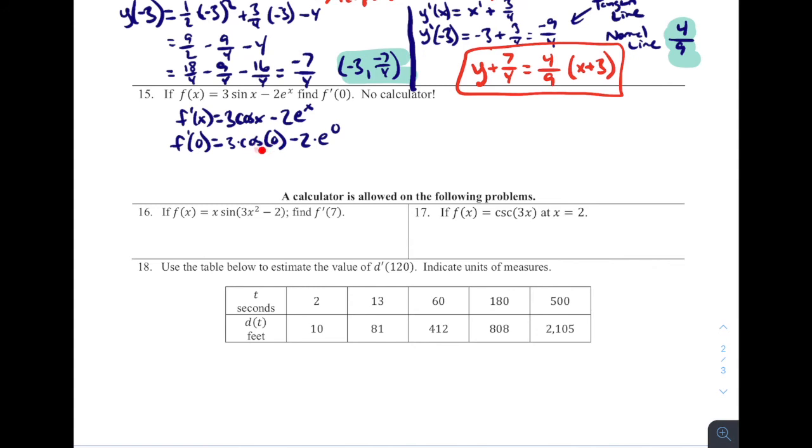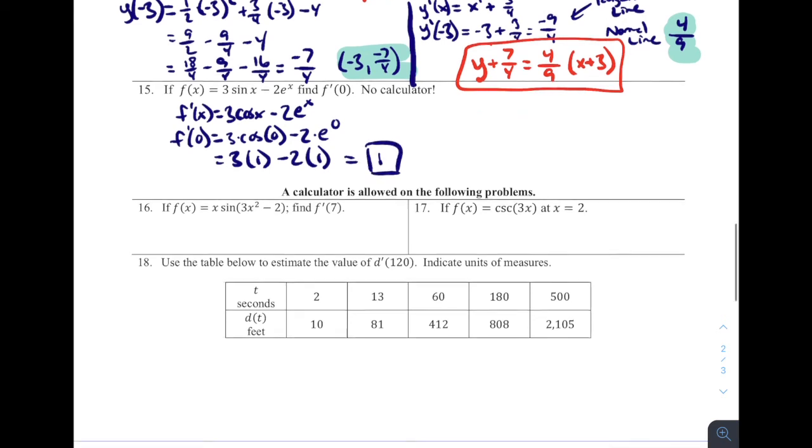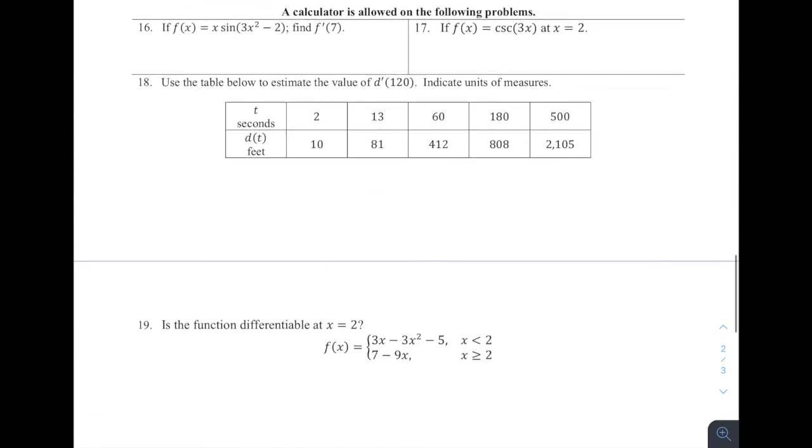And then our e to the 0, anything to the 0 power is also equal to 1. And so this is going to be then 3 times 1 minus 2 times 1. So that is going to just equal 1 as our answer for problem number 15. A calculator is allowed on the following problems. So if our calculator is allowed on these, we're going to want to use the n derivative feature on these.